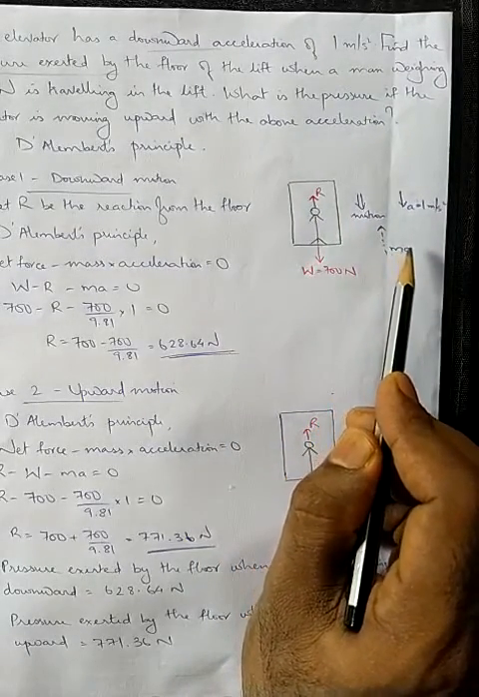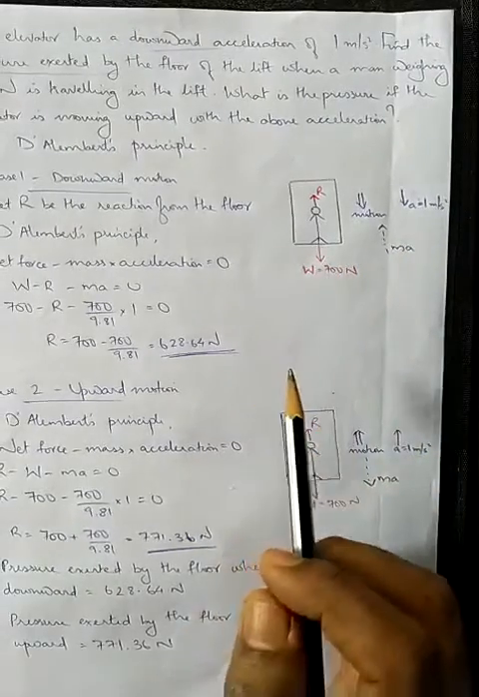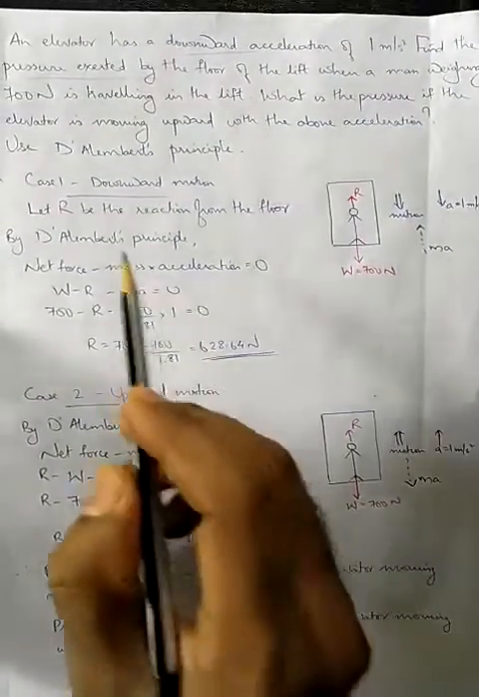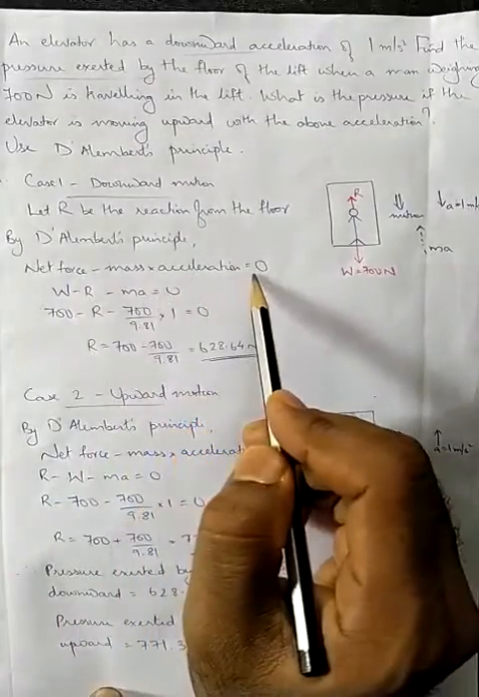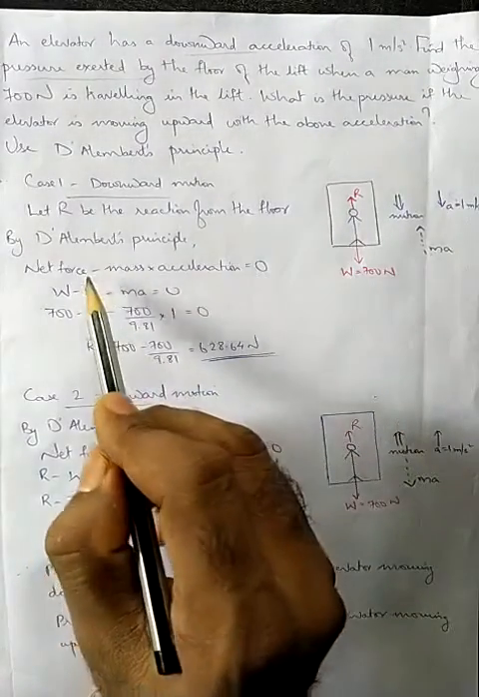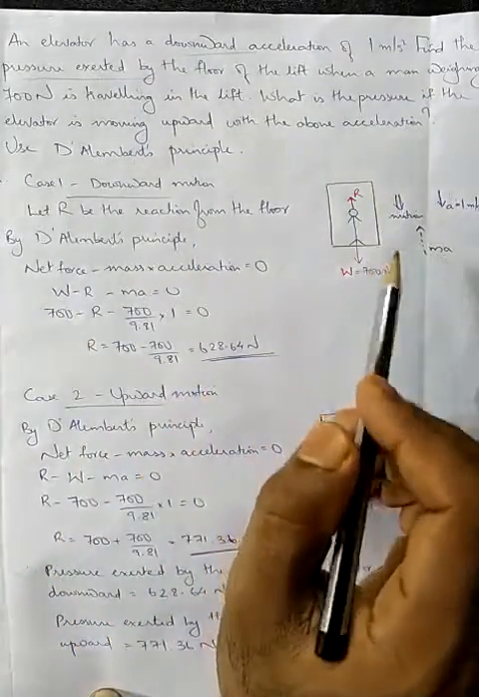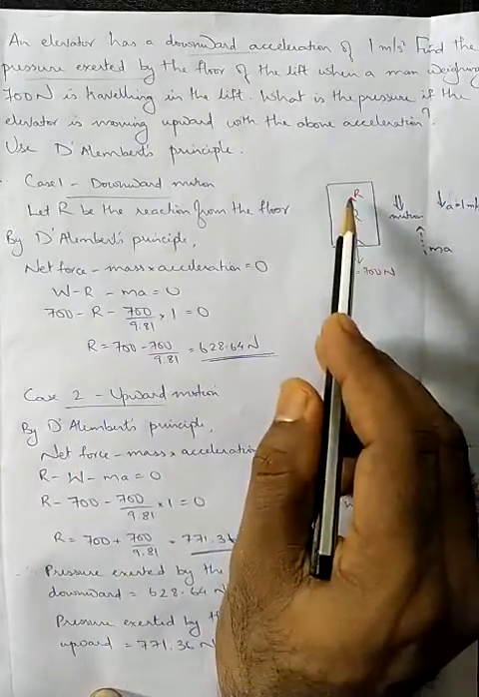Now by D'Alembert's principle, it is net force minus mass into acceleration equal to 0. So what is the net force in the downward direction? It is W minus R.